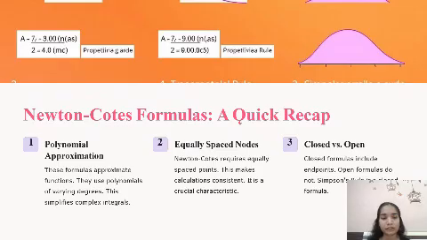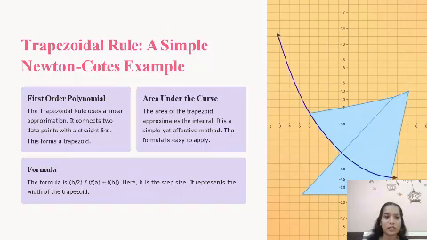After that, we integrate the interpolating polynomial: we replace the original integral with the integral of the interpolating polynomial. The key step is to compute the integrals of the Lagrange basis functions over the interval [a, b]. Then we'll see how to evaluate the basis integrals.